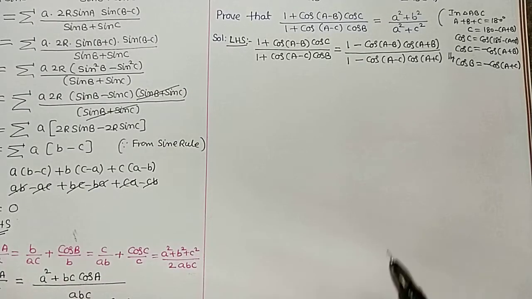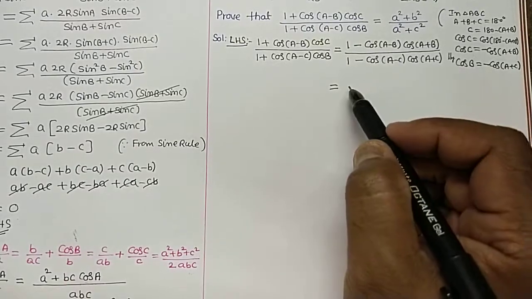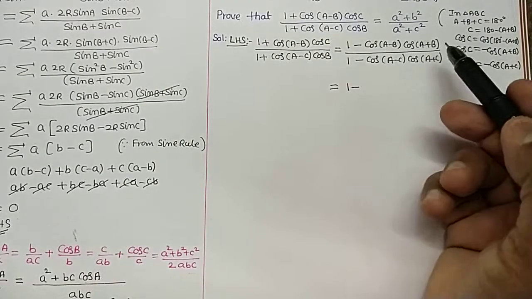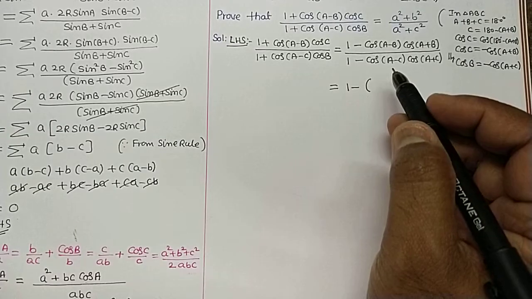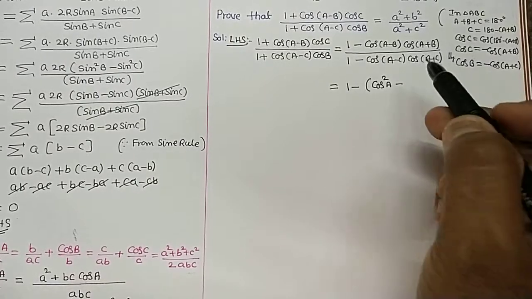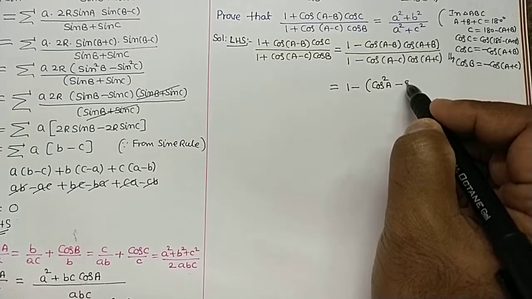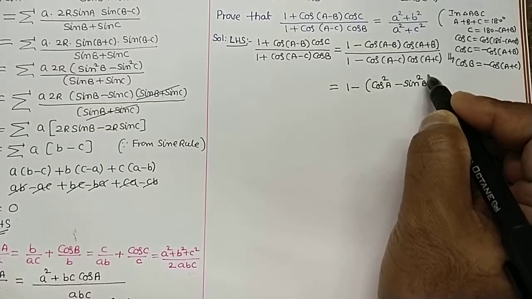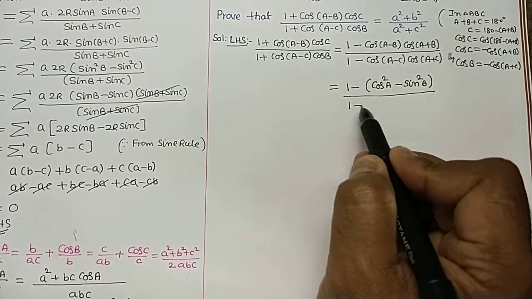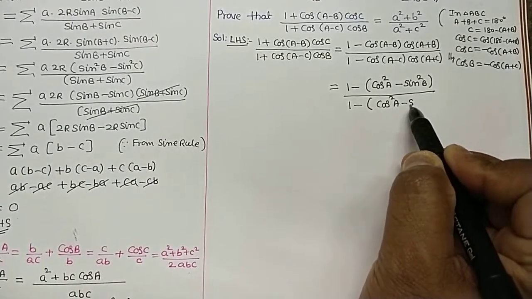After this step, which is equal to 1 minus cos of a minus b into cos of a plus b, we have the formula cos square a minus sin square b. These are the fundamental formulas. Cos of a minus b into cos of a plus b is cos square a minus sin square b, divided by, same formula here also, 1 minus, keep bracket, cos square a minus sin square c.